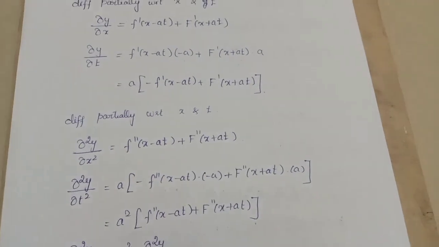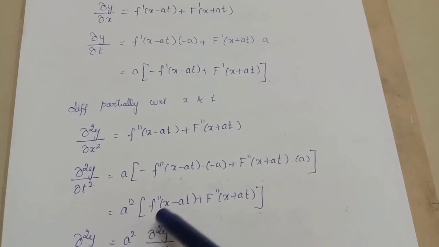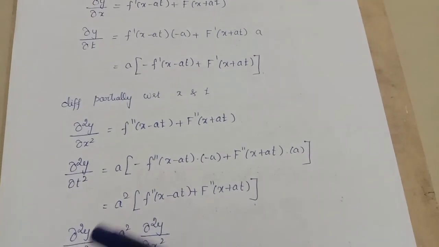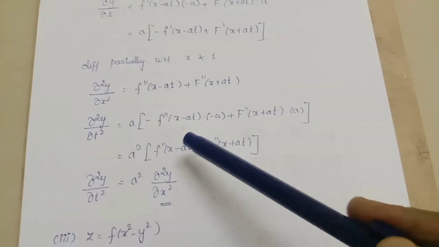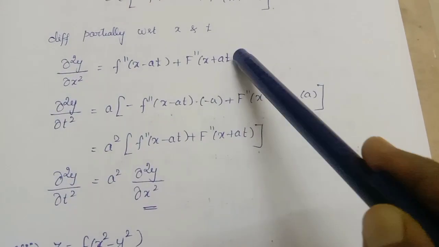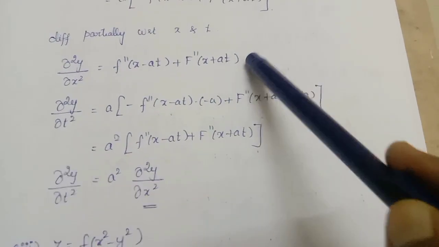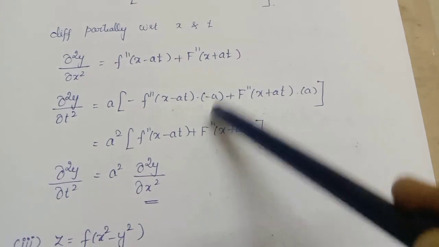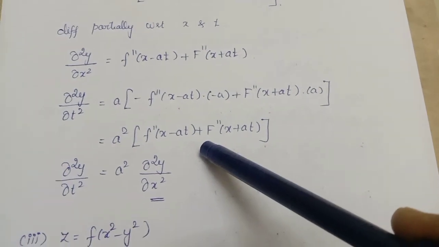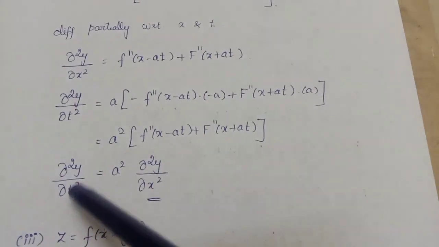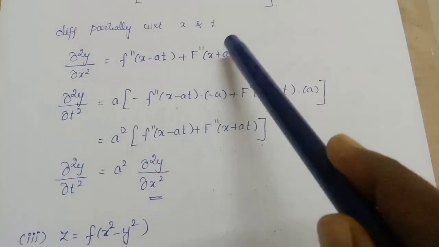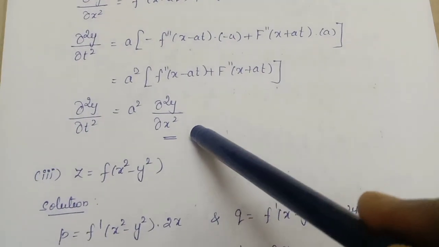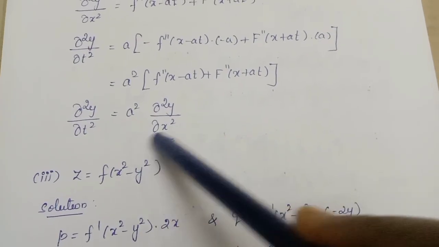Now I have 4 derivatives. With these four, either you can use any of the 2 or all the 4 or 3, and you have to eliminate the function. Now simply you see these two expressions, both are containing the same second order derivative, no? So with these two only I can eliminate the function. So dou square y by dou t square equal to a square into, instead of this bracketed expression I can simply write dou square y by dou x square. Okay, so this is the required partial differential equation.